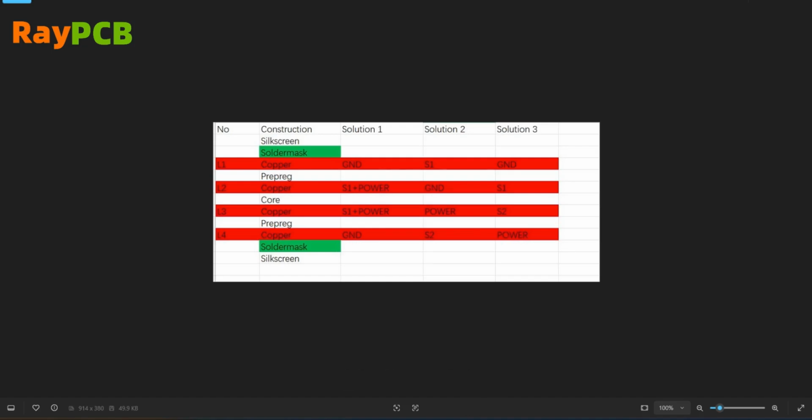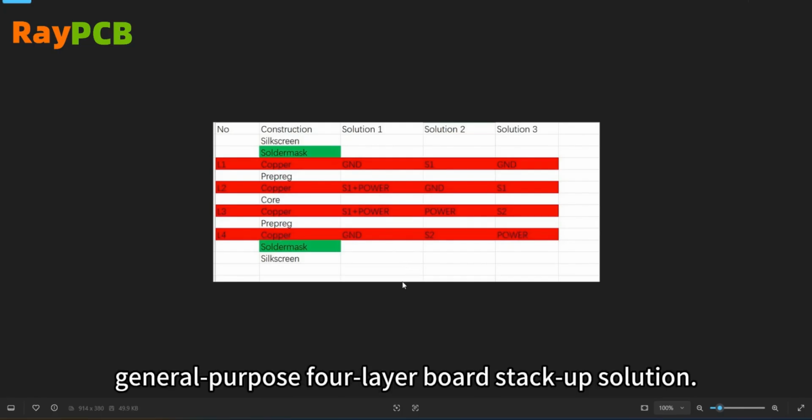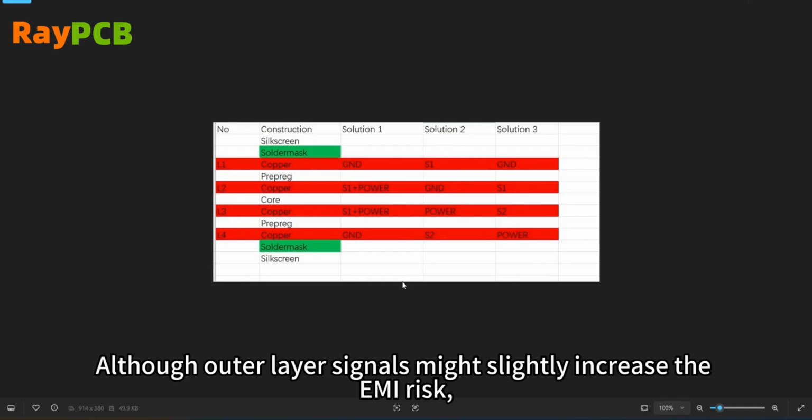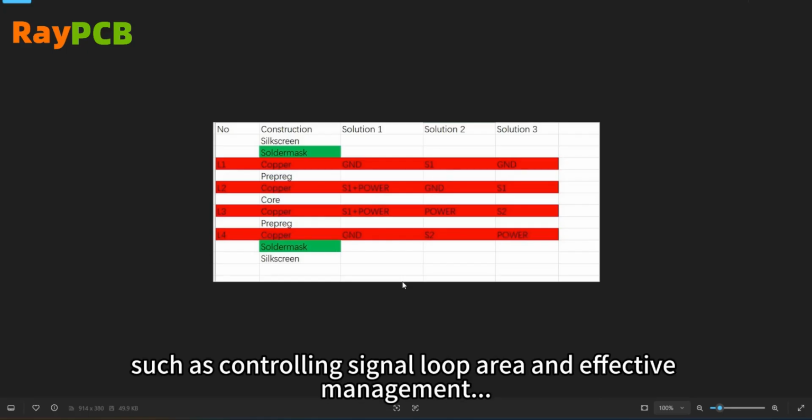Next, in actual design, the second scenario, meaning the second solution, is usually the best general purpose 4-layer stack-up scheme. It achieves the optimal balance among signal integrity, power integrity, and EMI control. Although having signal layers on the outer layers may slightly increase EMI risk, this can be effectively managed through good routing practices such as controlling signal loop areas and effective management.